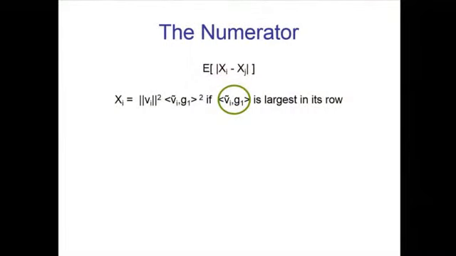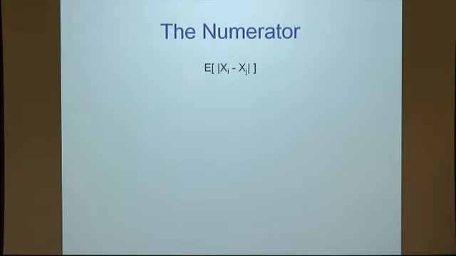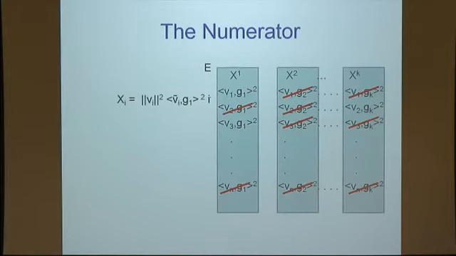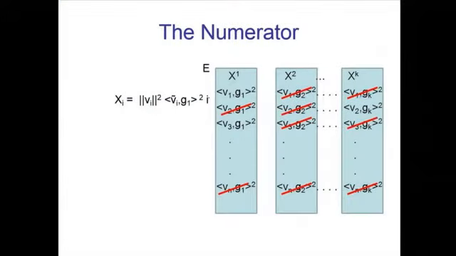So the numerator requires a bit of work. The numerator consists of terms which look like xi minus xj. And as before, I can calculate the expected value of xi when xi is non-zero, and I can calculate the expected value of xj when xj is non-zero. Here xi and xj are like norm of vi squared times vi tilde dot g1 squared, if this thing is the largest in its row. Again, throughout all this, I want you to keep this picture in mind. These are the projections, and this is the thing that I did not zero out.